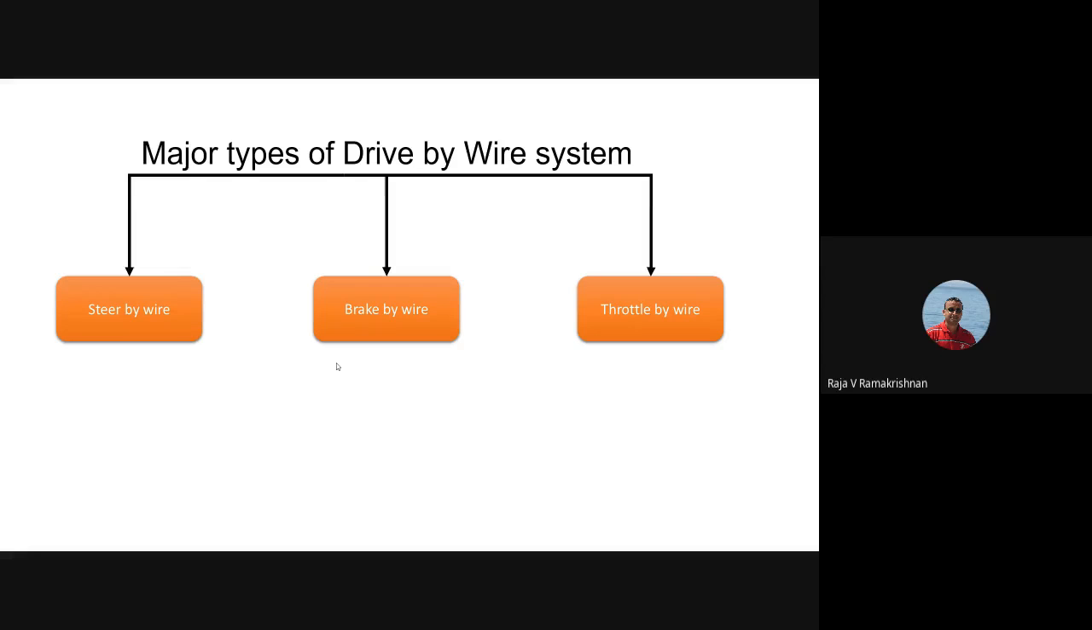The main three drive-by-wire systems right now in our industry, which are being researched a lot, are steer-by-wire, which is for steering, brake-by-wire, which is for braking, and throttle-by-wire, which is for throttle systems.